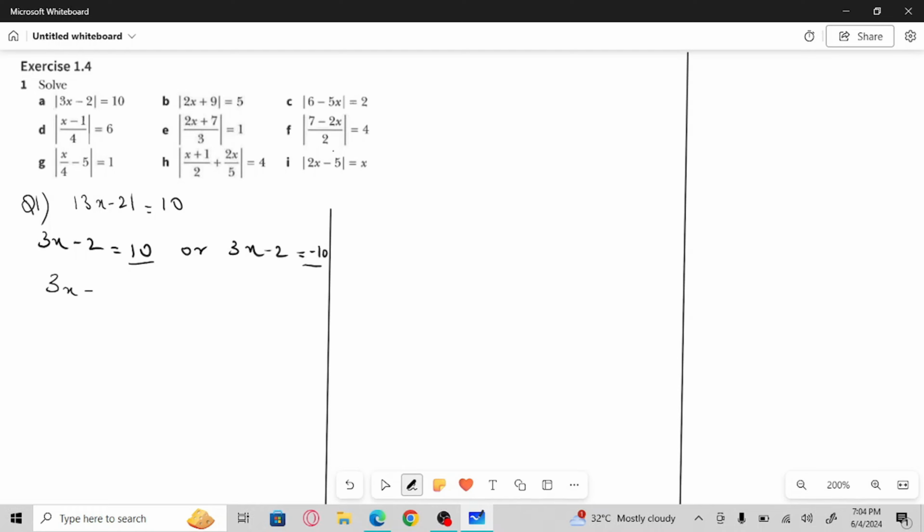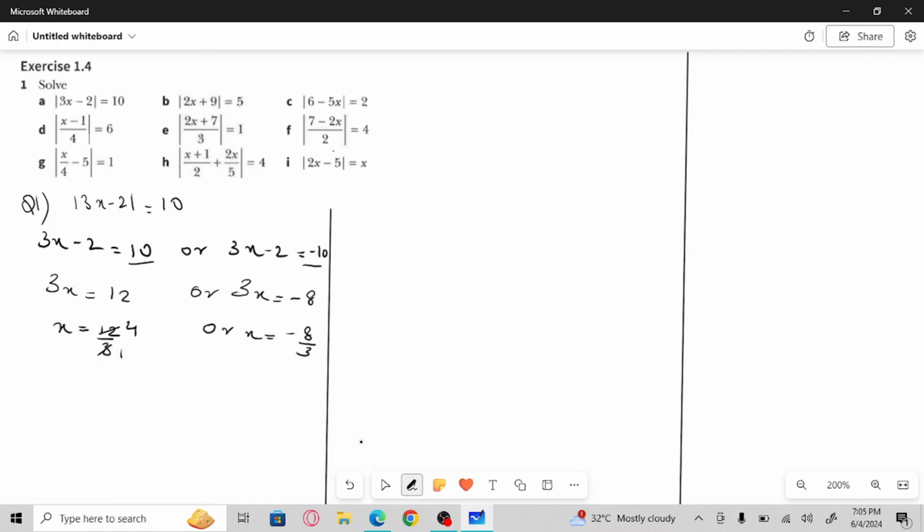3x is equal to 10 plus 2, which is 12, or 3x is equal to minus 10 plus 2, which is minus 8. So x is equal to 12 upon 3, or x is equal to minus 8 upon 3. Again, this can be simplified: 3 times 4 is 12. So x equals 4, or x is equal to minus 8 upon 3.